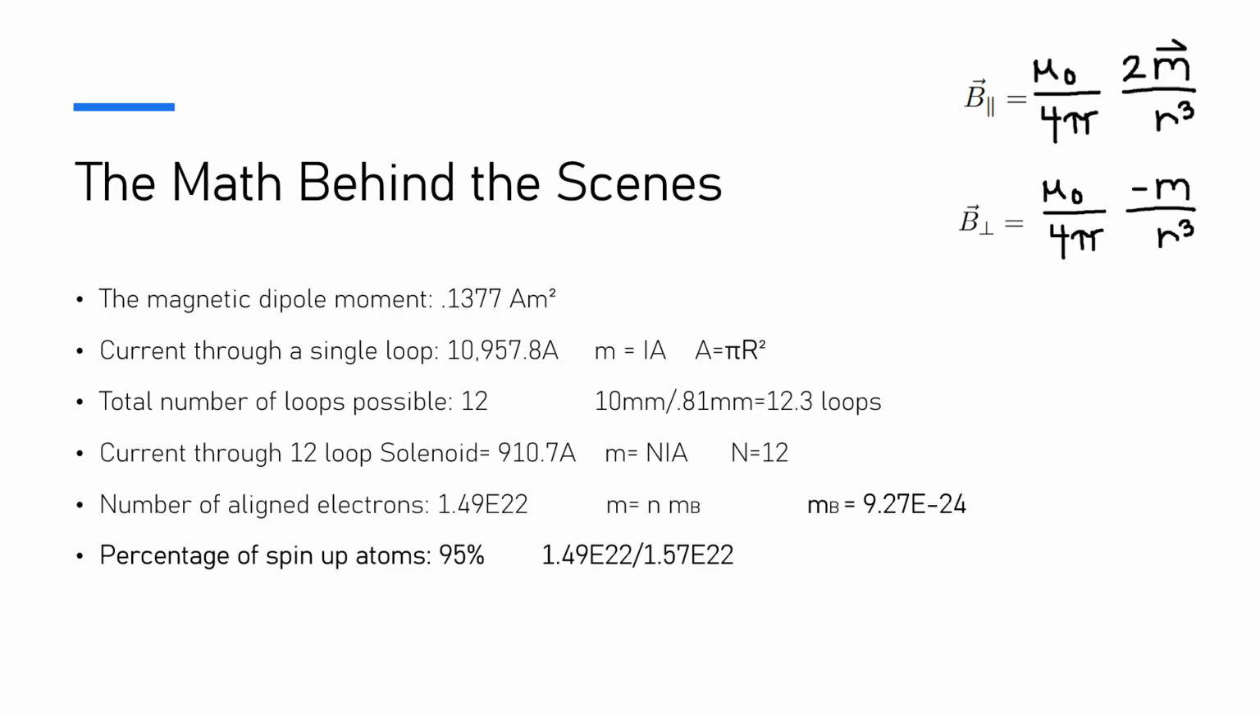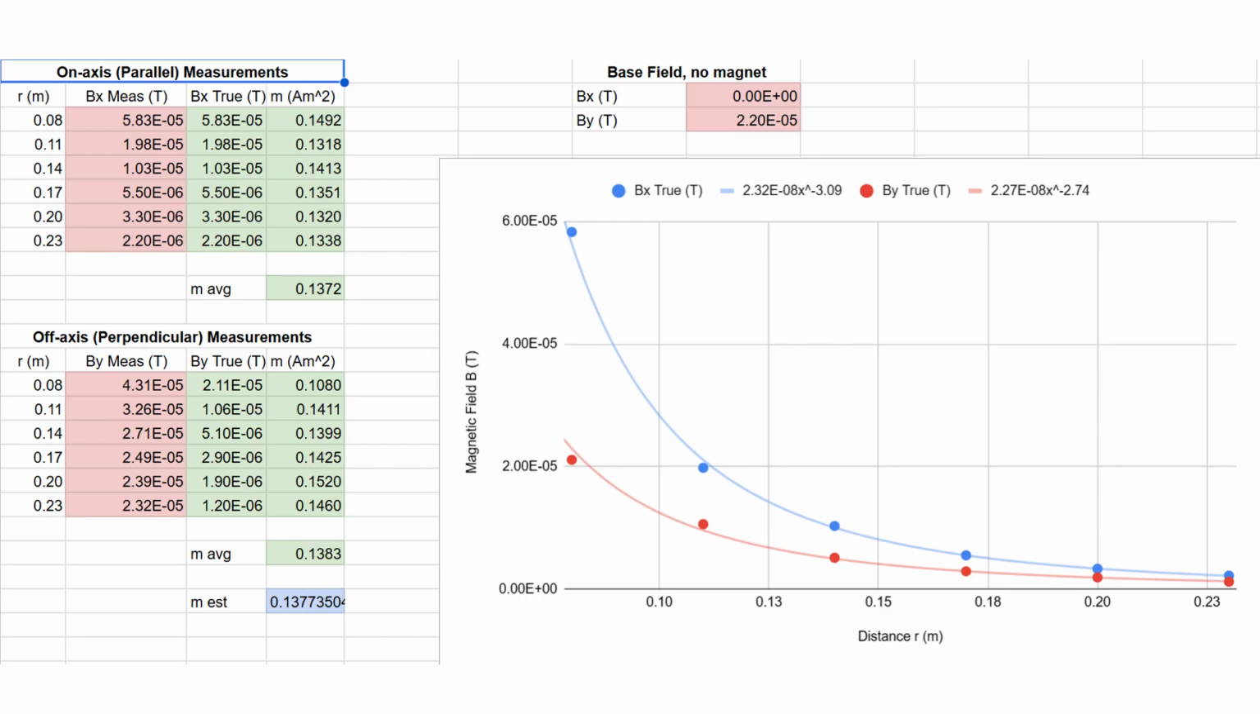The total number of aligned electrons resulted in 1.49 times 10 to the power of 22. This results in a percentage of spin-up atoms at 95%. In the Excel sheet, we plugged in the magnetic dipole moment as well as the distance, and subtracted it from the Earth's magnetic dipole moment as well.